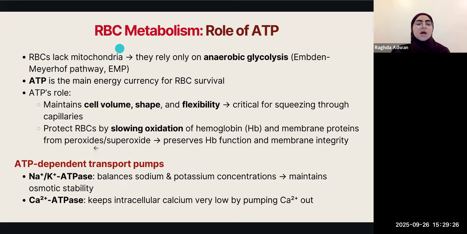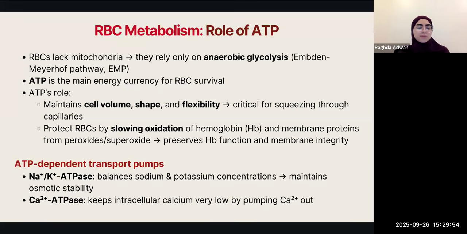ATP is also important for transportation of ions. So we've got transport pumps: sodium potassium ATPase for one. It balances sodium and potassium concentration and maintains osmotic stability. So when you maintain sodium and potassium concentrations inside and outside of the cell, you control where water goes. If you've got too much sodium or potassium inside, water is going to run in, and the cell is going to burst because of too much water, and vice versa. So the balance of these ions is really important. What maintains the balance? ATP.